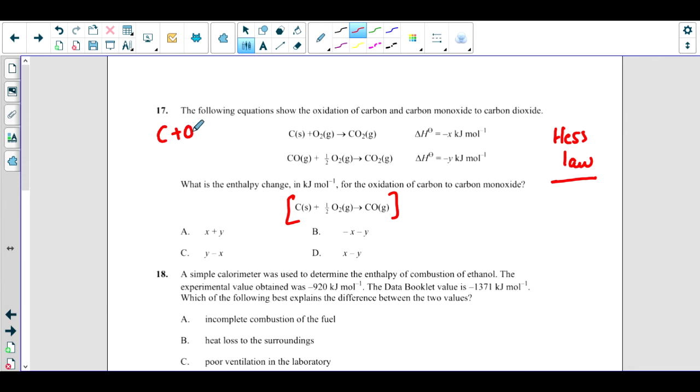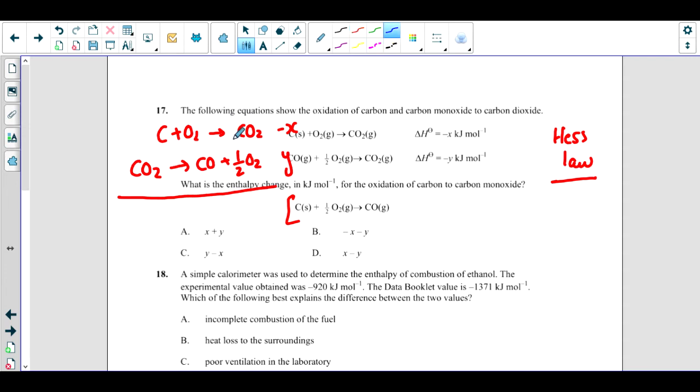C plus O2 is giving us CO2. We have to flip this equation. Why? Because we need CO on the product side. If we don't have the CO on the product side, then we will not get the answer. So we have not done anything with this equation, so we can write negative x as it is. We flip the second equation, it becomes what? CO2 will give us CO plus half O2. We flipped it, so it became y. It was negative, so it became positive now.